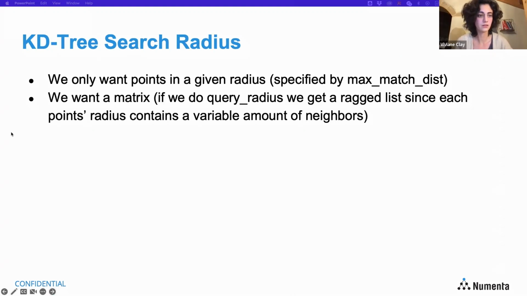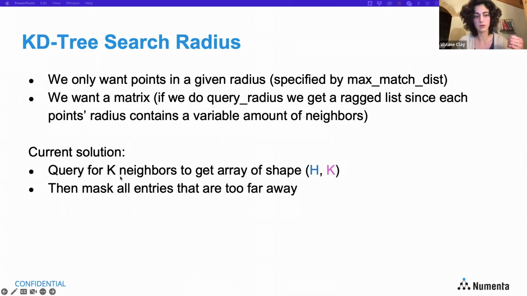I guess just one last note on the KDTree search radius. We only want points in a given radius, specified by the maximum match distance. But we also want to get a matrix. If we just query the radius, we get a ragged list, since each point's radius contains a variable amount of neighbors. So what we do right now is query for k nearest neighbors to get an array of shape h times k, and then we mask all the entries that are too far away. I guess there's really a better solution, but yeah.